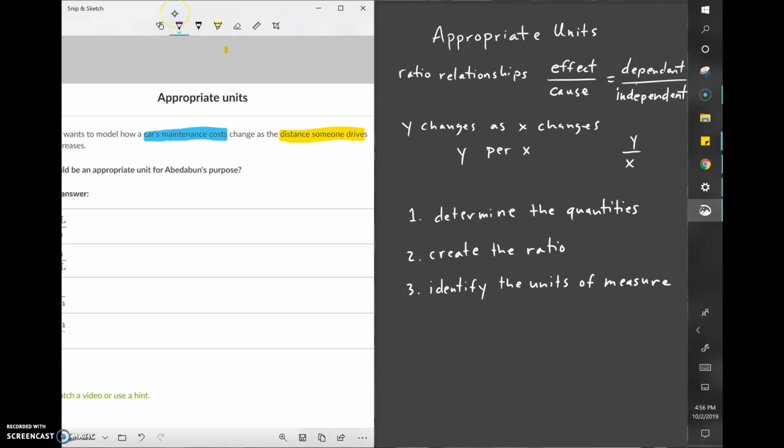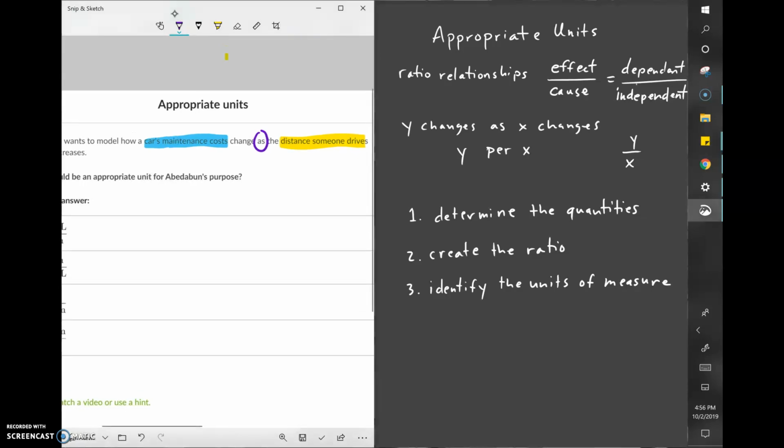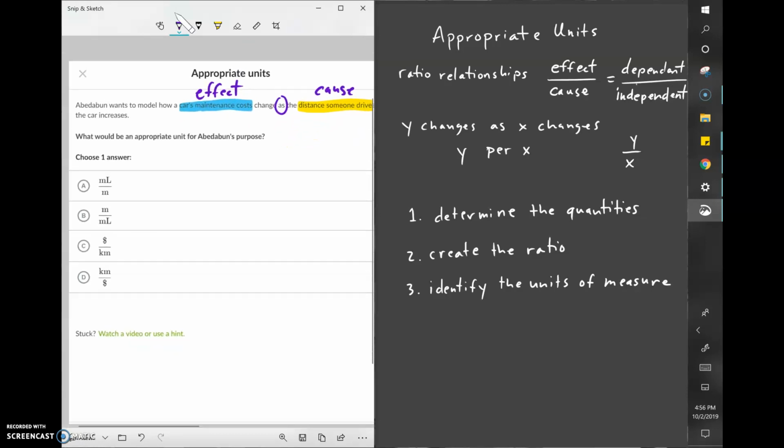And this word "as" is kind of important because it tells us which of these is the cause and which is the effect. So does the car's cost cause somebody to drive more, or does the amount that somebody drives cause the car to cost differently? So here this would be the cause. The more you drive the car, the less it's worth. There's the effect. Cars are depreciating assets, and the word "as" kind of tells us that.